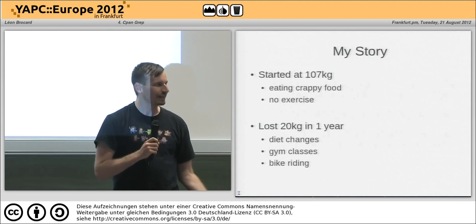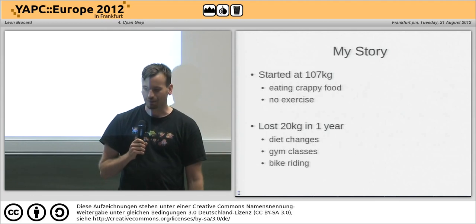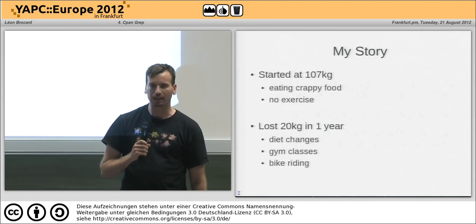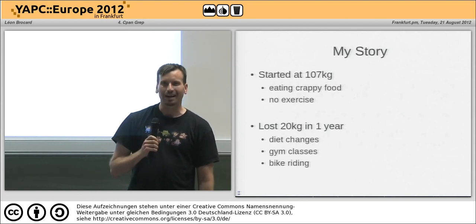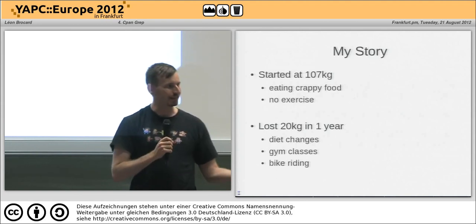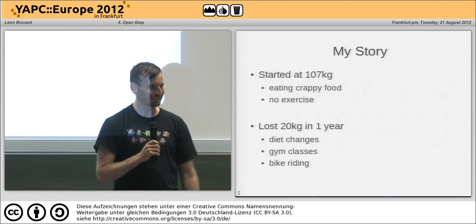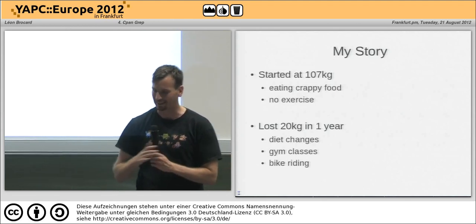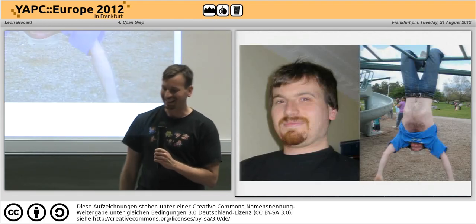So a few years ago, I'd been living in America. I was overweight, getting no exercise, not doing anything. My wife finally convinced me to join up with the gym. I lost 20 kilos in 1 year with just a few simple diet changes, cutting out cheese mostly, getting along to gym classes, and riding my bike. Yay! I was riding to work 1 hour and 15 minutes each way, and it's amazing what it did. Got a couple of pictures for you of the change.